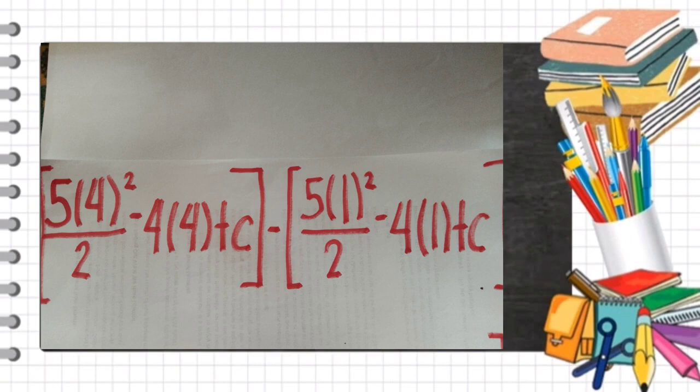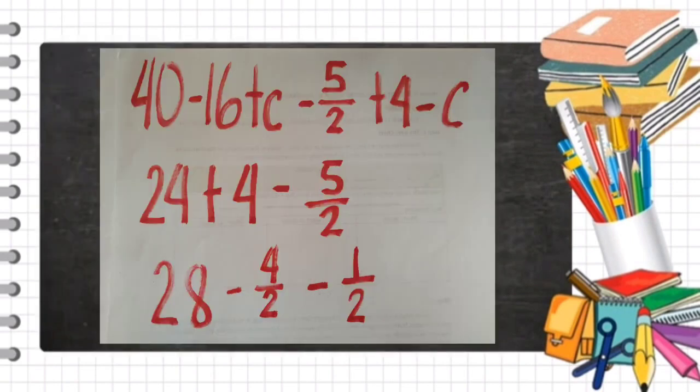4 squared is 16, divided by 2 is 8, times 5 is 40. 4 times 4 is 16, and on the right side we have 1 squared times 5 over 2, so that's 5 over 2. And don't forget to distribute the negative sign to everything on the right. Then we have negative 4 times 1, that's negative 4 times the negative sign, so that's going to be positive 4. And so the c and negative c cancel. That's why it's not needed. 40 minus 16 is 24, plus 4 is 28.